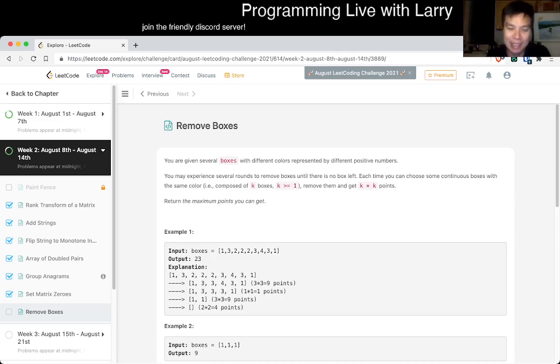Oh boy, this seems like it's going to be one of those traditional n cubed dynamic programming ones. Let's see if that's actually the case.